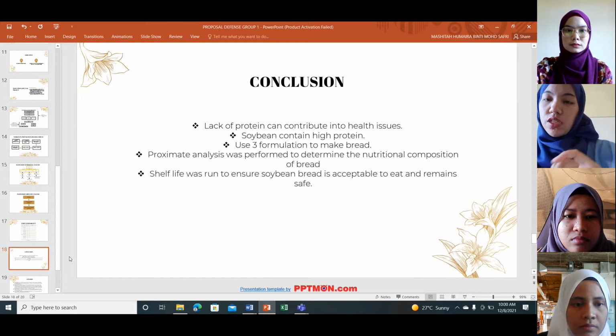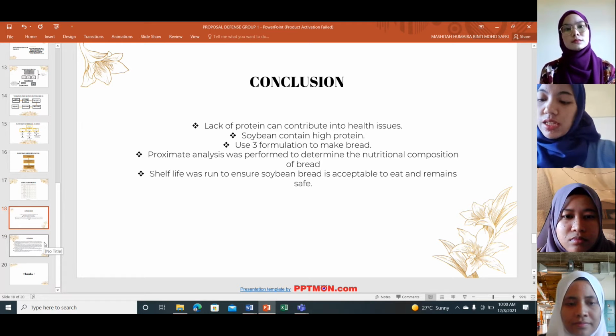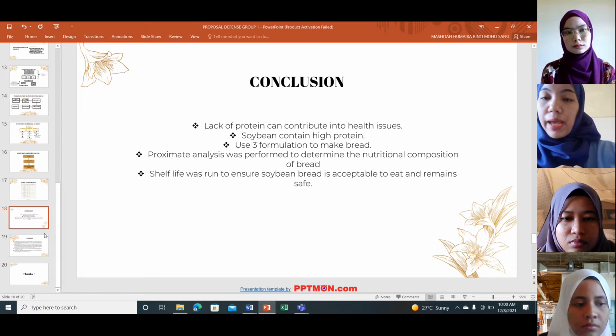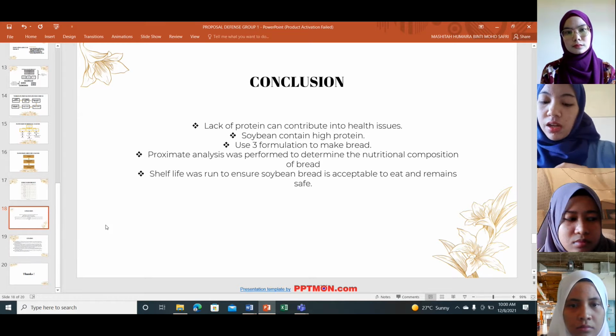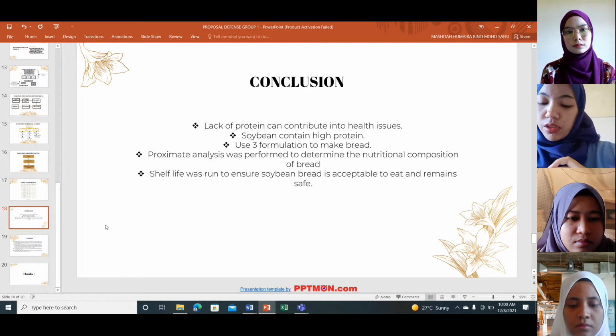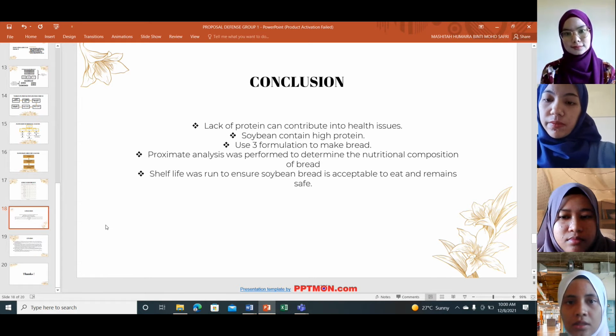Okay, next for the conclusion. Lack of protein can contribute to health issues such as obesity, and to overcome it, soybean can be used because it contains high protein. Next, for the nutritional analysis, we used three formulations to make bread and analyzed fat, fiber, and protein. Shelf life was run to ensure the soybean bread is acceptable to eat and remains safe.